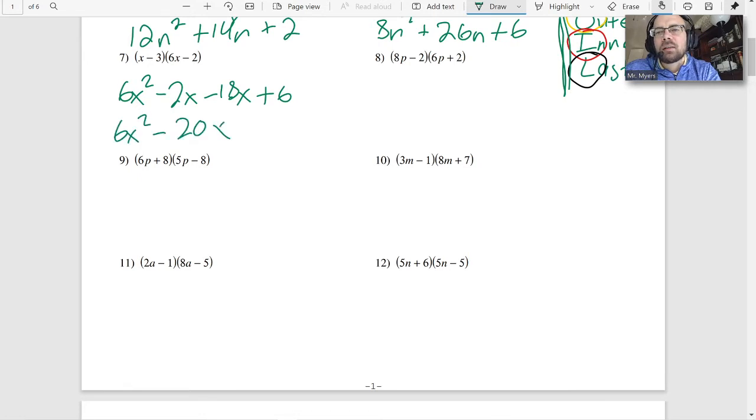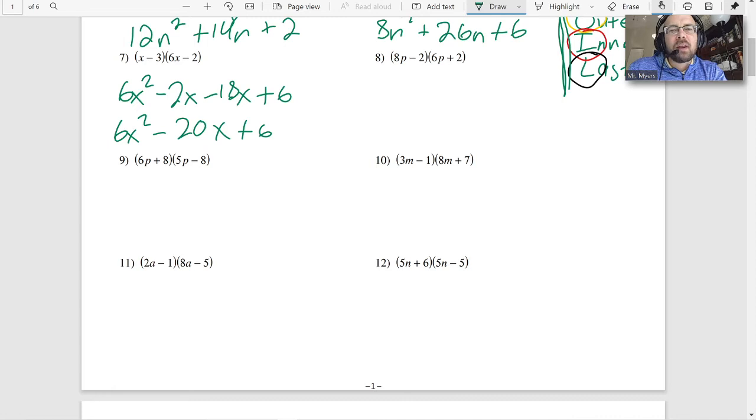Minus 20x plus 6. There's the final answer. All right, so I'm starting to go a little bit at the pace that I would normally go if I were solving them out myself, but I haven't quite gotten to where the pace is that I would solve these out at yet. I'm kind of slowly building into that.